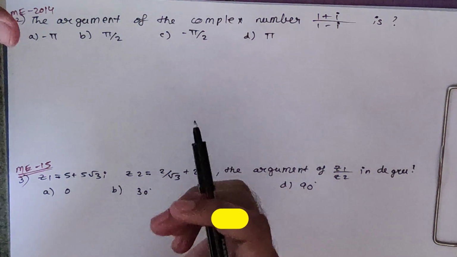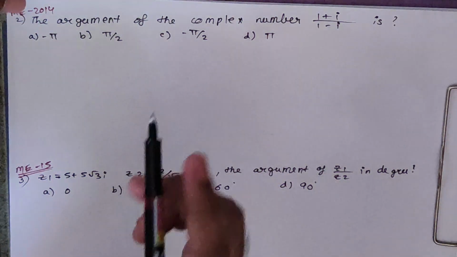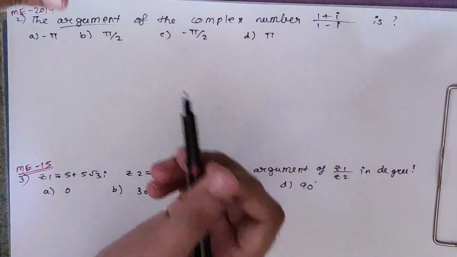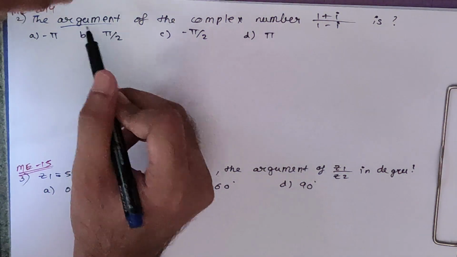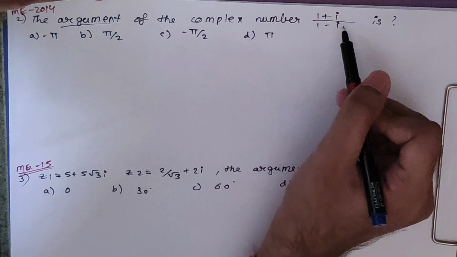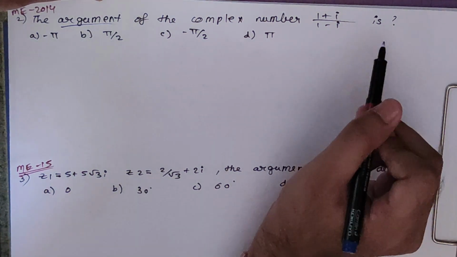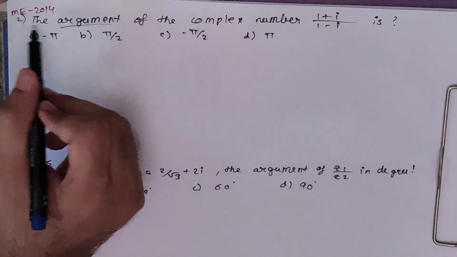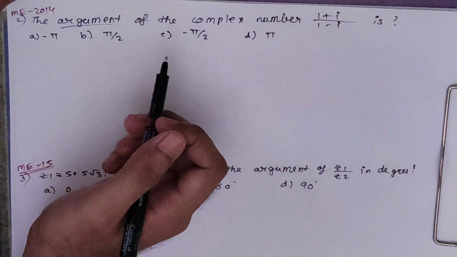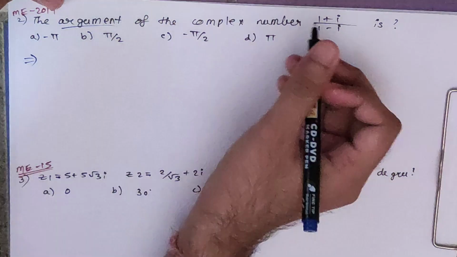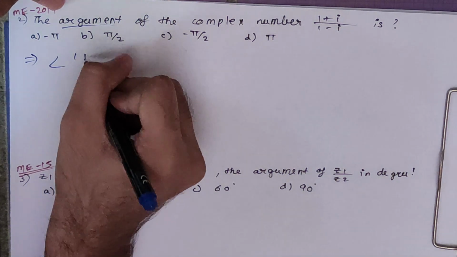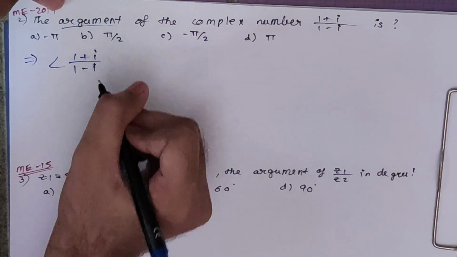Okay, till now we have seen the trick for the modulus. Now we will see the trick for the argument. So let's see the sum here. We have to find the argument of the complex number (1 plus i) upon (1 minus i), and we have these options. This sum is of ME 2040. Okay, so for that again you have to find the argument of this (1 plus i) upon (1 minus i), right?